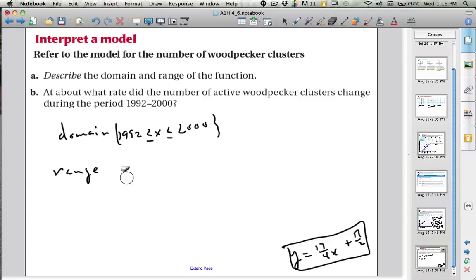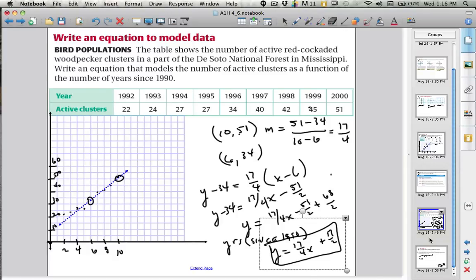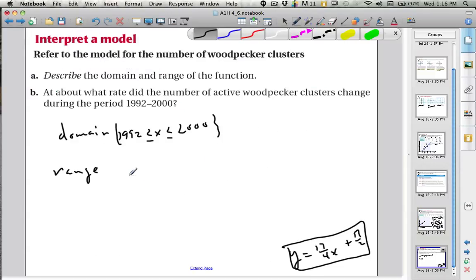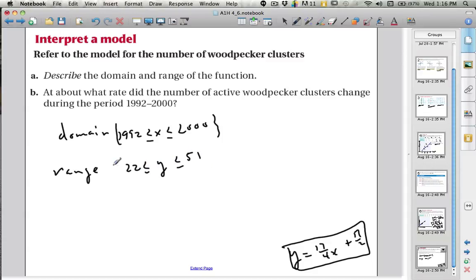And I'll do the same with y. Let me take a look at those numbers again. 22 and 51 are my boundaries. So y is greater than or equal to 22, but less than or equal to 51. That's my range. At what rate did the active woodpecker clusters change during the period? Well, that would be my slope. About 17/4 per year. That's how they changed.